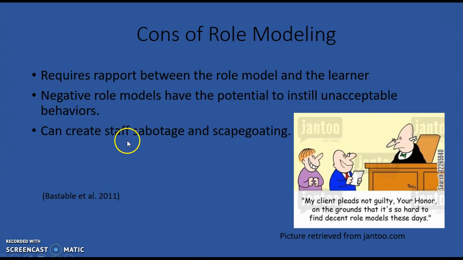And so negative role models have the potential to instill unacceptable behaviors, okay? If you're a mentor or somebody's looking up to you, you're really held in that higher light. You're held to that higher standard where, if you start to participate or have some bad behaviors, that's not very good, and that can lead to more staff becoming like you. And this can obviously create staff sabotage and scapegoating, okay?